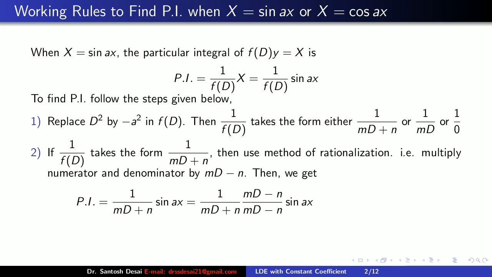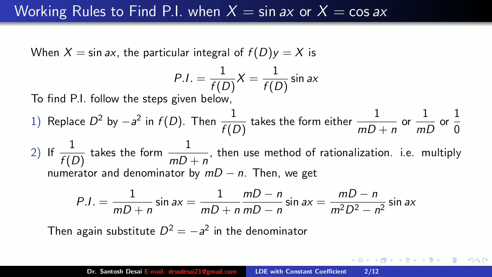Now simplifying this, in the numerator there is no change and the denominator will take the form m square D square minus n square into sin ax. And again in the denominator there is a term of D square, so you substitute D square equal to minus a square in the denominator and simplify the numerator. The numerator is nothing but mD sin ax minus n sin ax. So this is the first case, when we get 1 upon mD plus n.